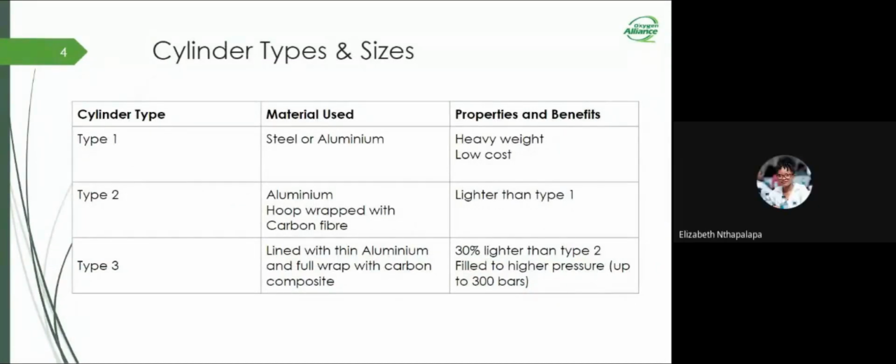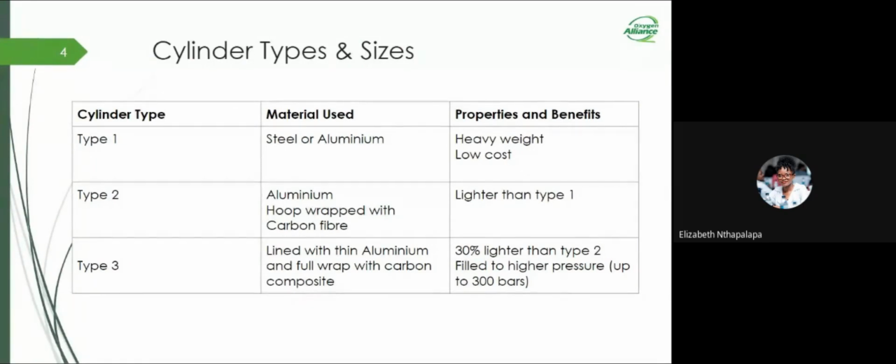All right, yeah, Hamisi. Okay, so on the types of cylinders, we explained that we have three of them. We have type 1, type 2, and type 3. These ones are made of different materials, of which type 1 is made of steel or aluminium, while type 2 is made of aluminium, but then it's hoop wrapped with a carbon fiber. And then lastly, type 3, the cylinder is lined with a thin aluminium, but then it has a full wrap of carbon composite.